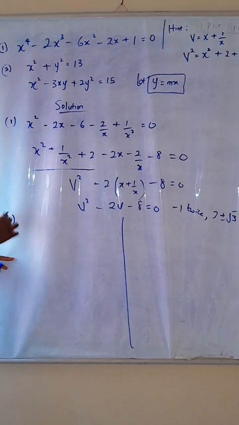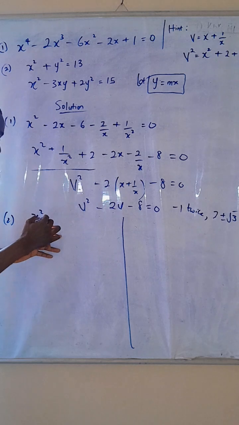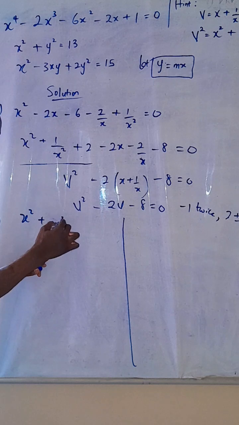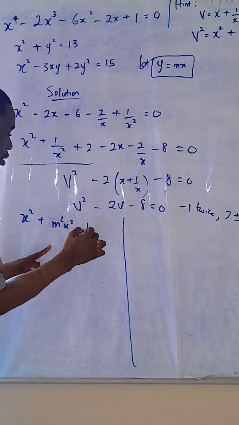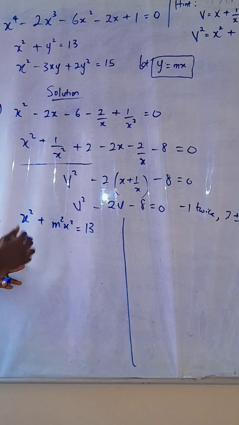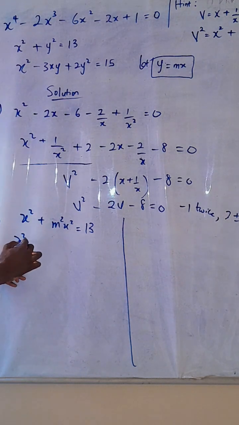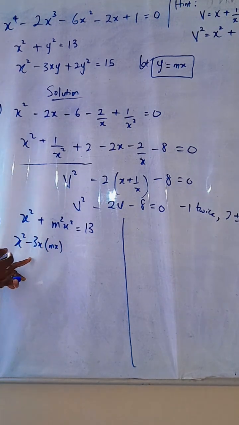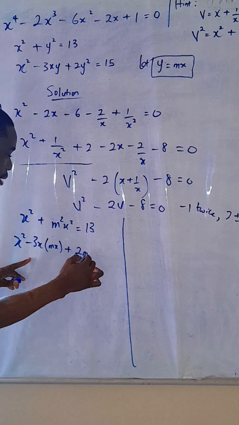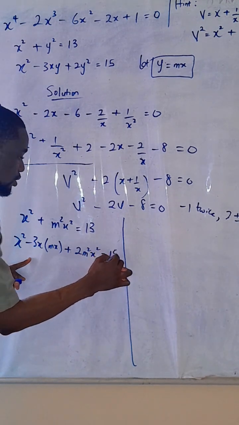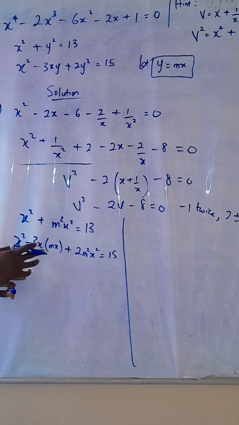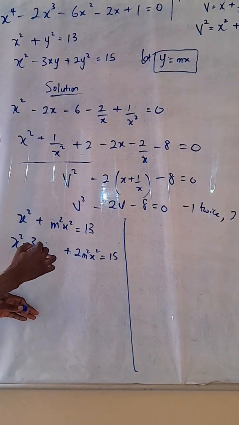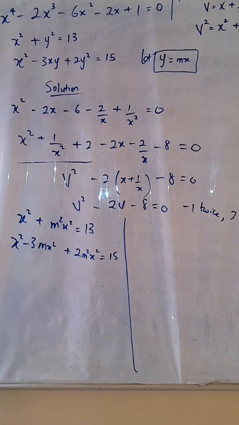Now number 2, substituting, I have x squared plus mx all squared. So that becomes m squared x squared all equals to 13. This is equation 1. Then for number 2, I have x squared minus 3x into mx, then plus 2m squared x squared equals to 15. That's equation 2. At this point, I have 3mx squared.